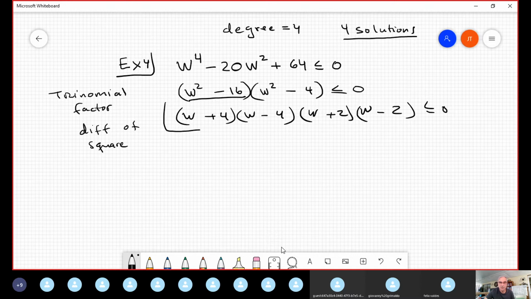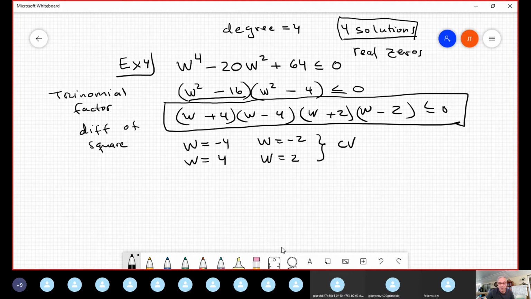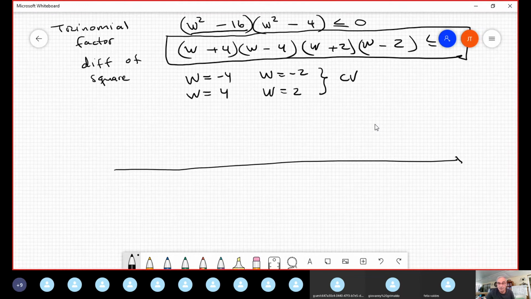Okay, and this is my new inequality that contains 4 solutions, 4 real zeros. Actually, the real zeros are W equal negative 4, W equal positive 4, W equal negative 2, and W equal positive 2. And we're using these as critical values. Okay, we have a real number line. This is 0 in the middle. 1, 2, 3, 4. 1, 2, 3, 4.